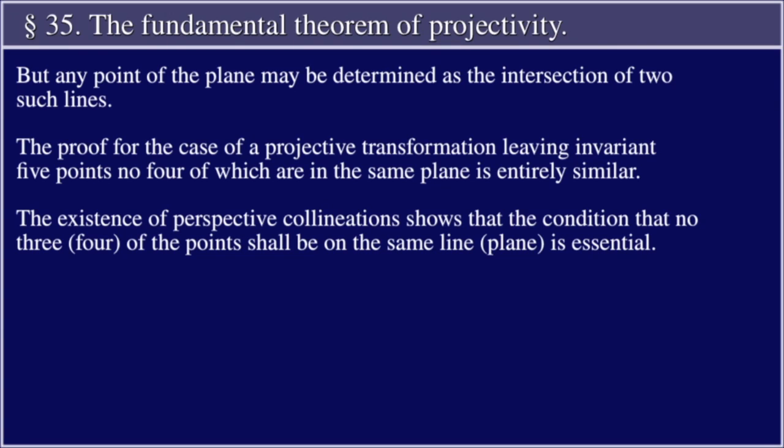The proof for the case of projective transformation leaving invariant 5 points, no 4 of which are in the same plane, is entirely similar. The existence of perspective collineations shows that the condition that no 3 or 4 of the points shall be on the same line or plane is essential.